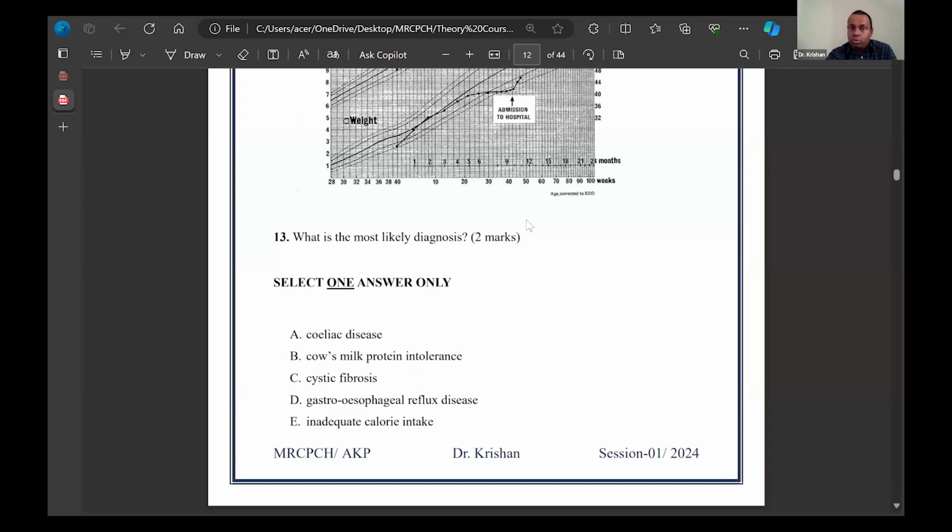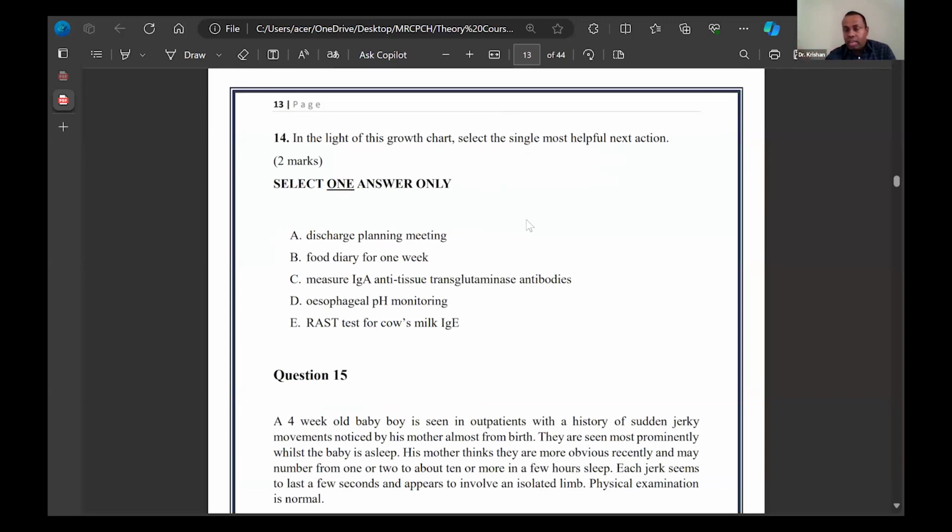Those are the few things that we need to know, right? Now, in the light of this growth chart, select the most helpful next action. We know the diagnosis now. Now the question is, what is the most important next action plan? Is that a discharge planning meeting, food diary for 1 week, measure IgA anti-transglutaminase antibodies, esophageal pH monitoring, RAST test for cow's milk protein allergy?